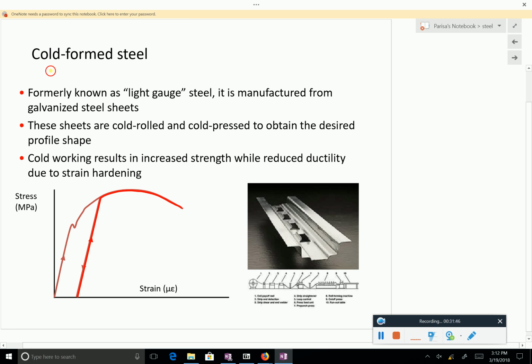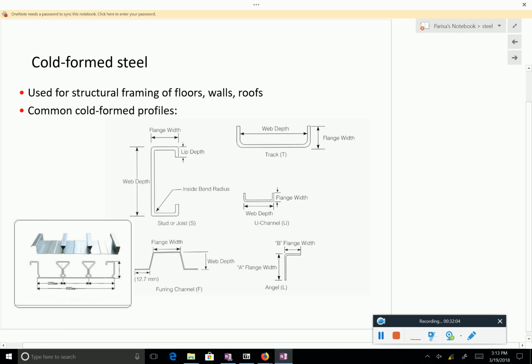And then you can have cold form steel, which is basically cold rolled and pressed. This typically causes higher yield and lower ductility. And they are normally non-structural elements. They're used for floors, walls, roofs. And these are some of the examples of that, like a channel.